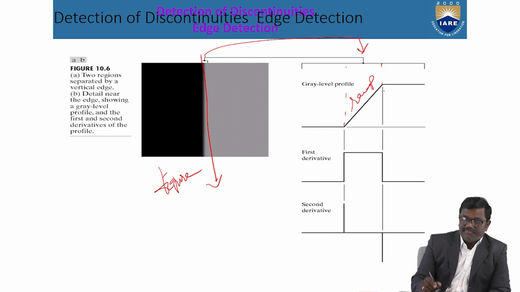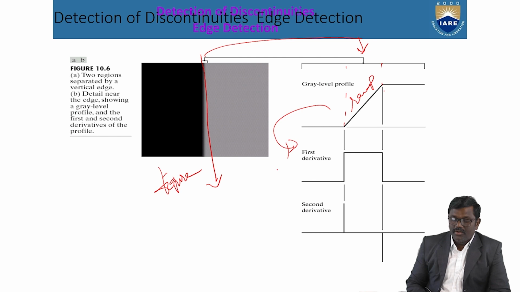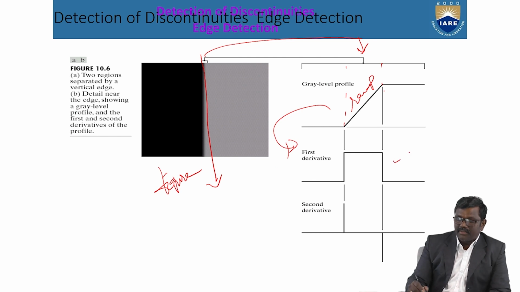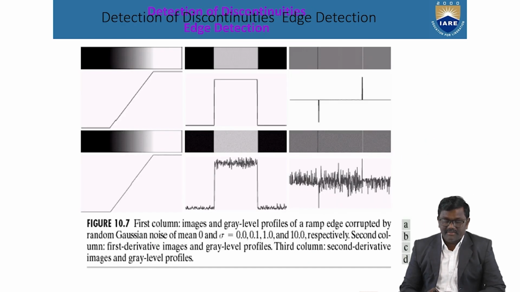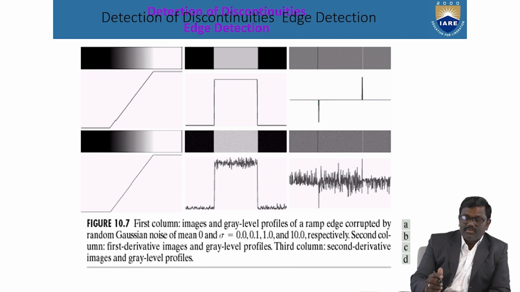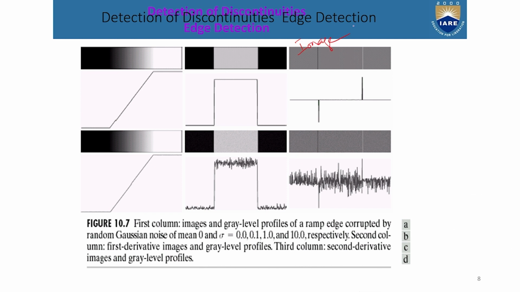So with first order differentiation, we will get the pulse, that is, you will get the signal. Second order differentiation means we will get the reverse, the inverse of the step. So what we want to understand from here is that you are going to take the image and proceed to find out the discontinuities.